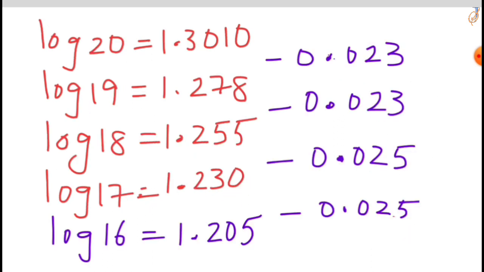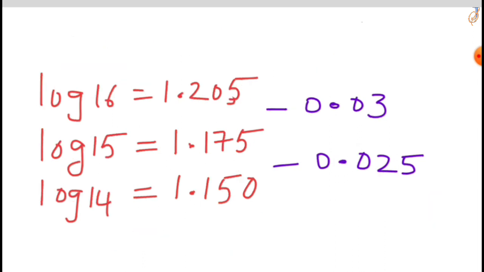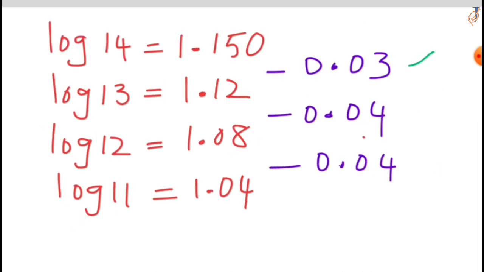1.04. First 2 times you have to subtract 0.023, again 2 times you have to subtract 0.025, and then subtract 0.03, then repeat 0.025, then again 0.03 and last 0.04.